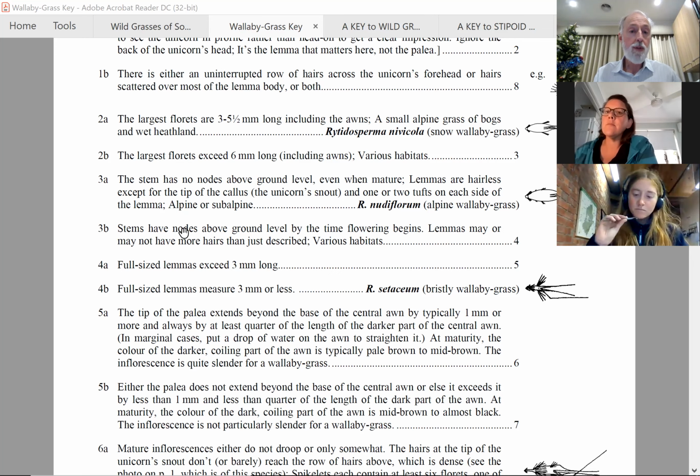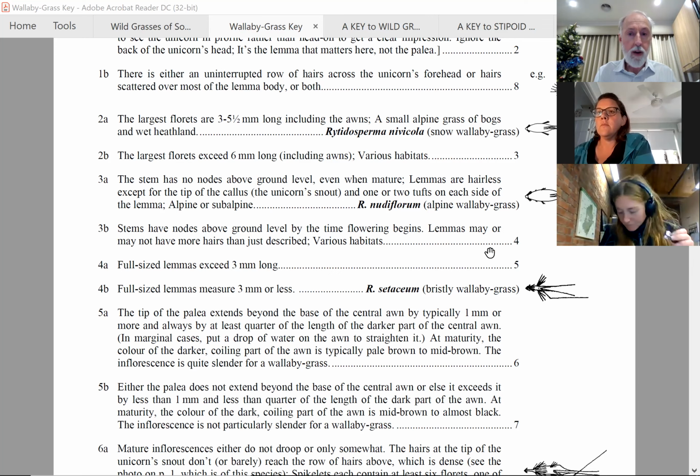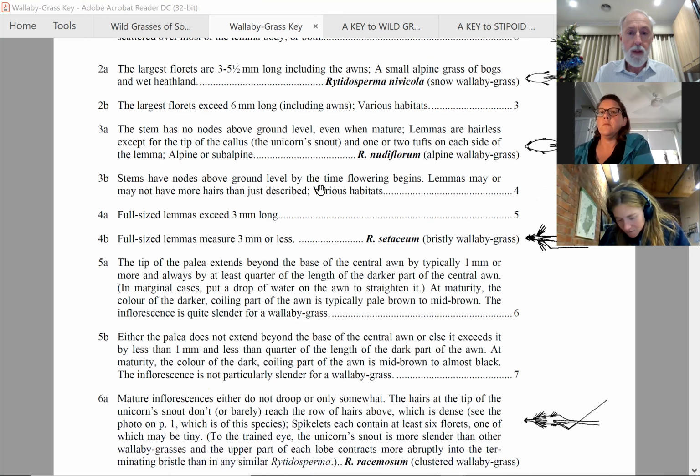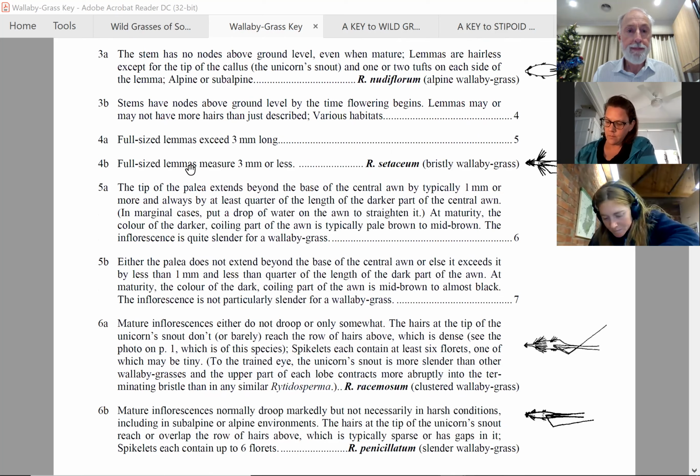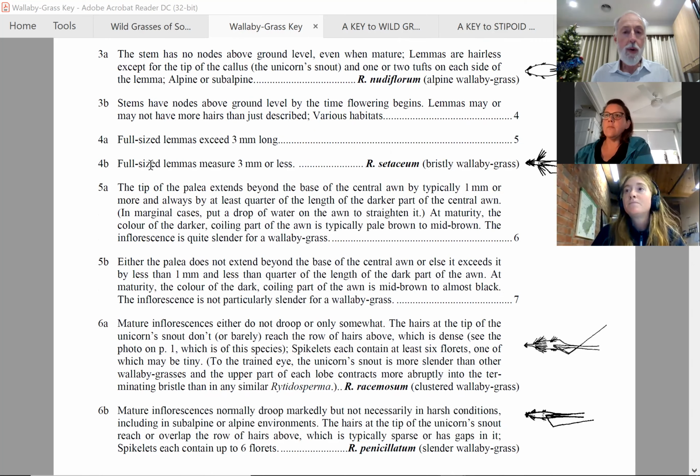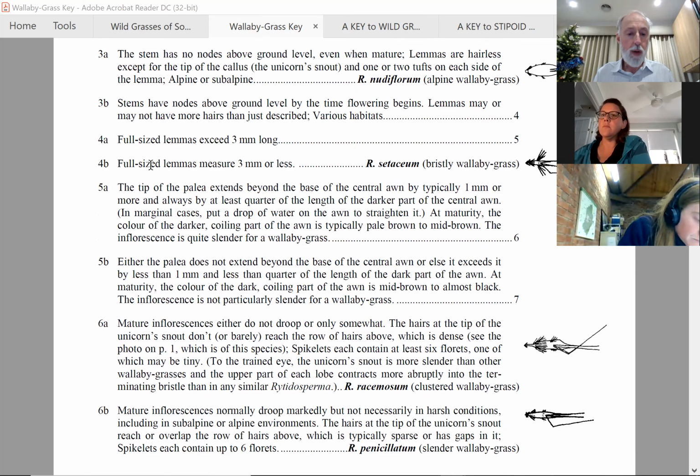Next to my breadcrumb trail where I finished with 3, I'd put B, 4 and go to couplet 4. Yell out now if you've got any questions or comments. Okay, 4A says full-size lemmas exceed 3 millimeters long. Have you measured any? Remembering that measurement is taken from the tip of the unicorn snout to the point where the awn joins on. This species is pretty easy to do as far as they go.